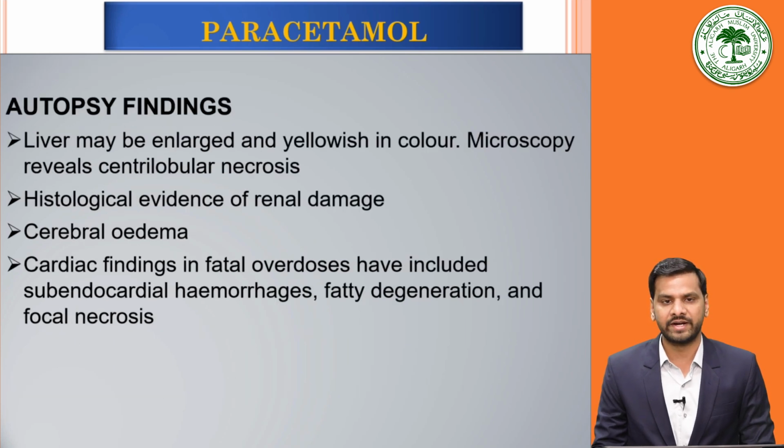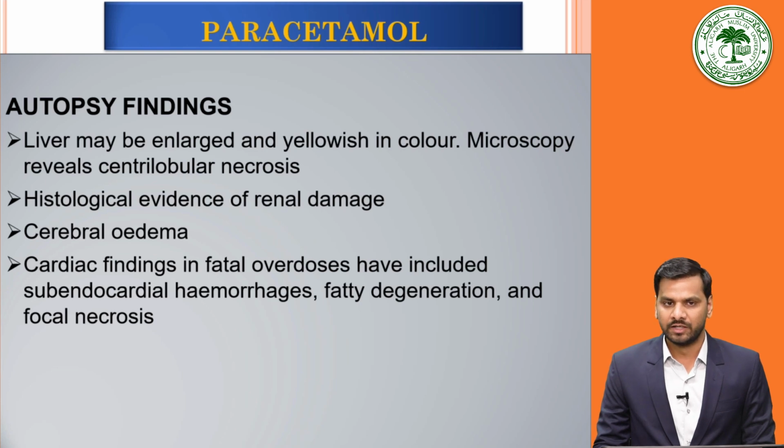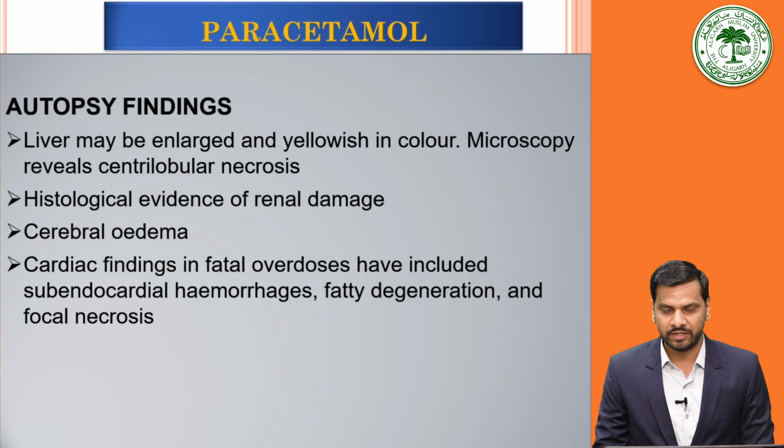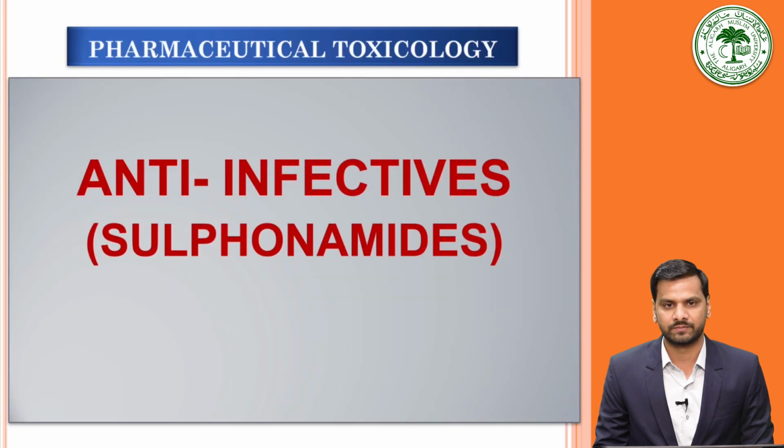Coming to the autopsy findings of paracetamol. So, liver may be enlarged and yellowish in color, and the microscopy reveals centrilobular necrosis. If we talk about the renal or the kidneys, then there is histological evidence of renal damage. There is cerebral edema also, and the cardiac findings in fatal overdoses have included subendocardial hemorrhages, fatty degeneration, and focal necrosis.